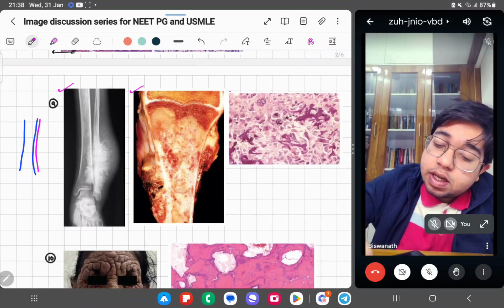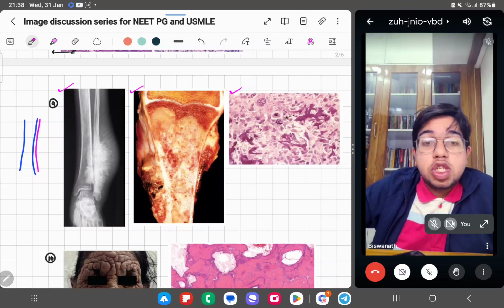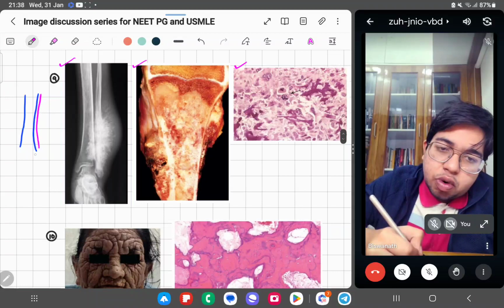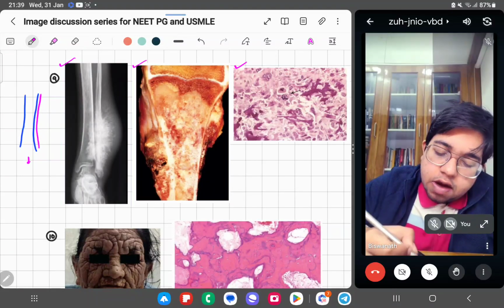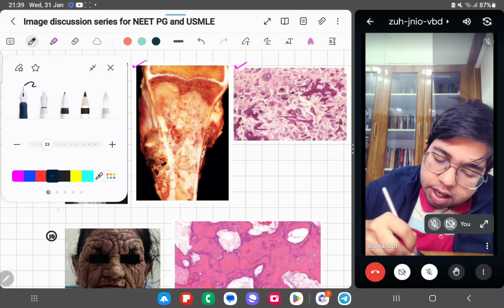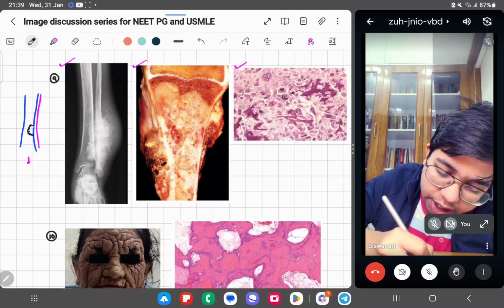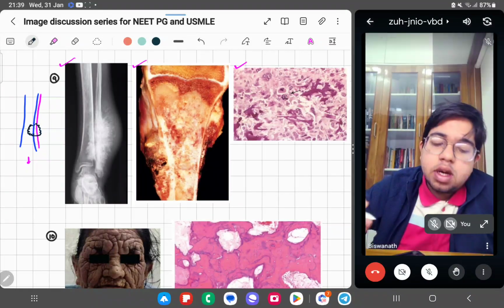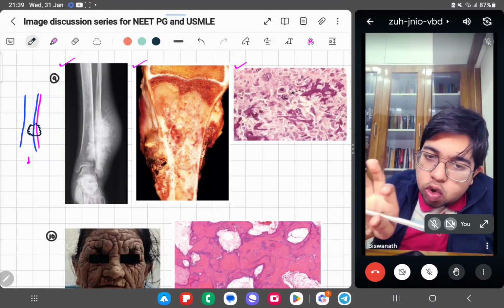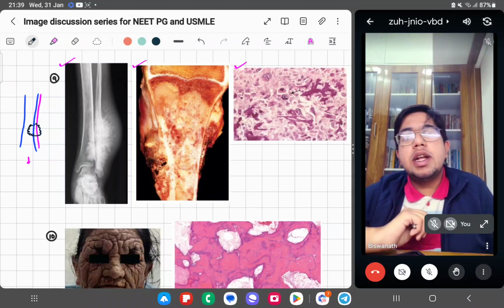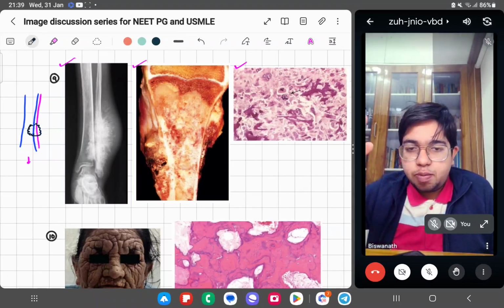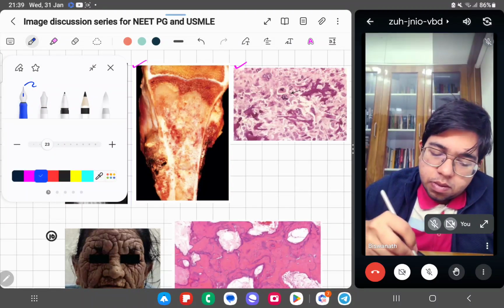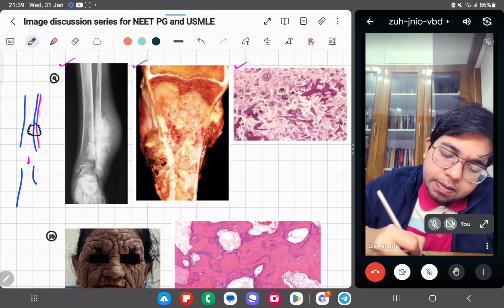These three features are very specific for osteosarcoma. Look at this. This is the periosteum of the bone. When there is a tumor growing here, of course it will spread. It will spread like this. And if it spreads, it goes from the bone towards the periphery. Then obviously the periosteum will be bulged. We'll see it like this.